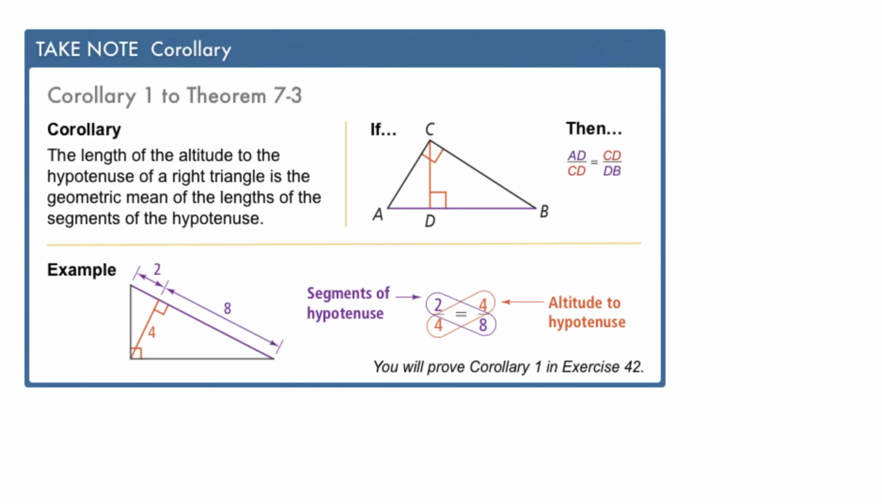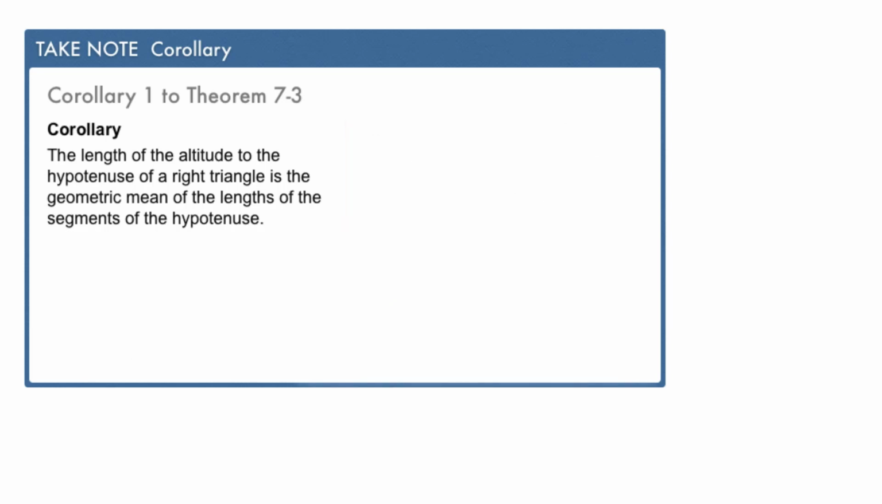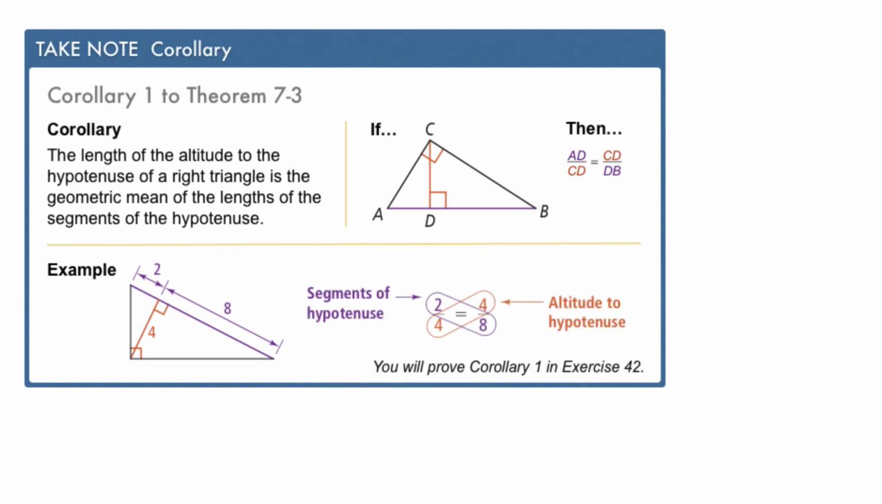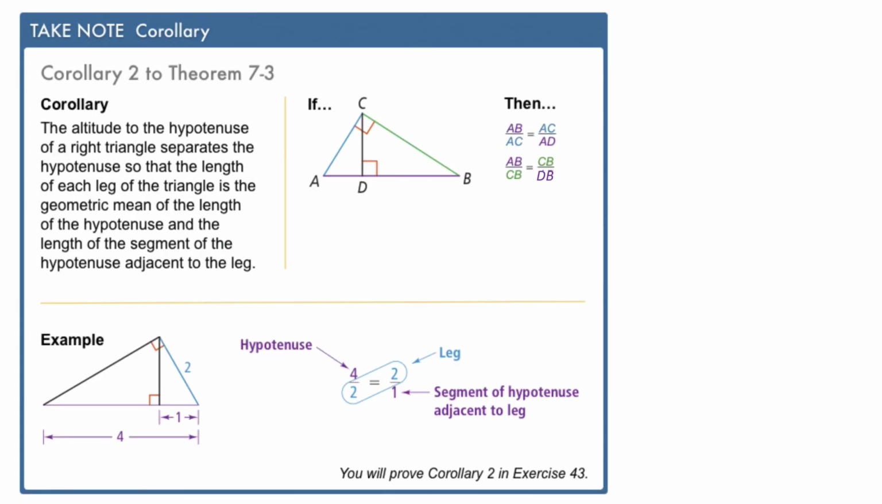Corollary 1 to Theorem 7.3. The corollary states the length of the altitude to the hypotenuse of a right triangle is the geometric mean of the lengths of the segments of the hypotenuse. So if we're given this diagram, then the ratio AD over CD equals the ratio CD over DB. For example, given this diagram, we can find the segments of the hypotenuse and the altitude to the hypotenuse in the proportion.